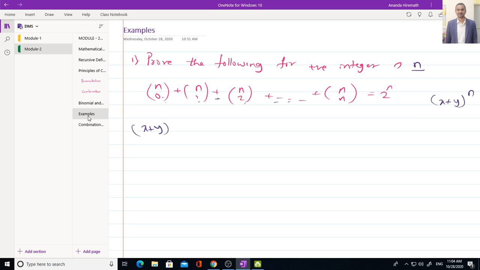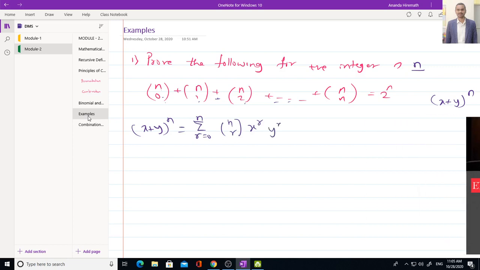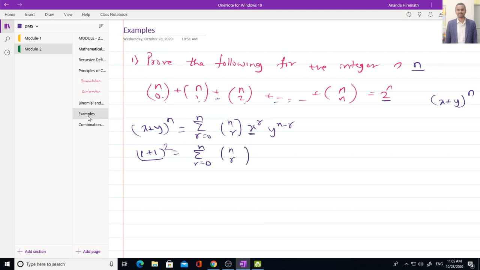Now (x plus y) whole raised to n is equal to, the formula is, summation r equal to 0 to n, nCr into x raised to r and y raised to n minus r. Now I need 2 raised to n here, so let us consider x as 1 and y as 1, so that it will become 2 raised to n. Summation of r equal to 0 to n, nCr. What is the value of x here? 1, 1 raised to r. What is the value of y? 1 again, into 1 raised to n minus r.